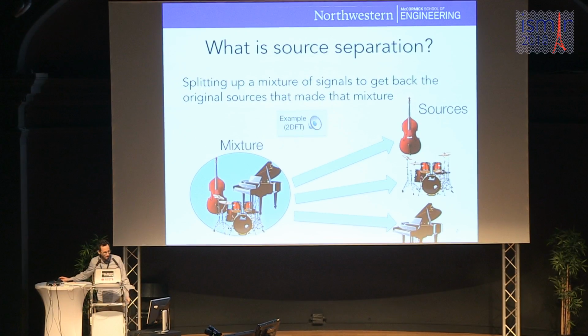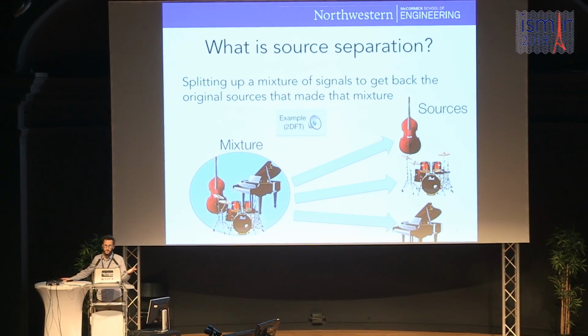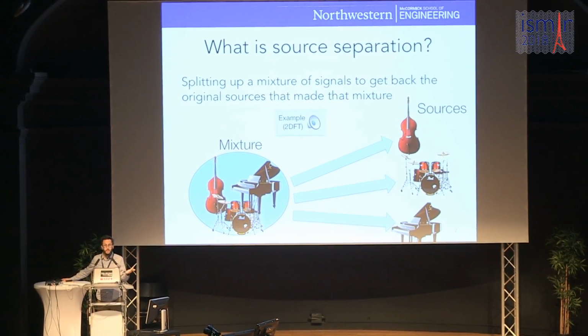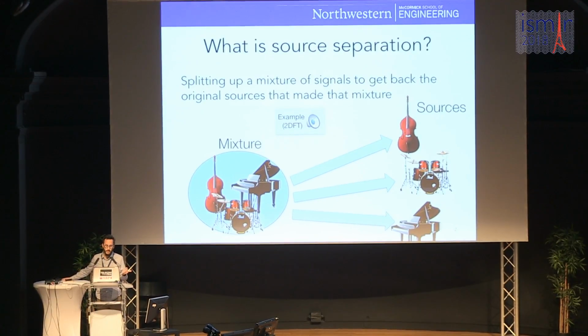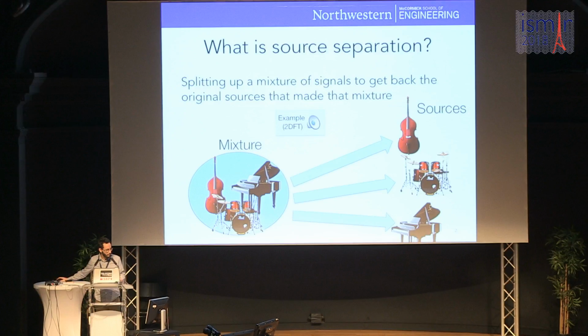And here's an example of source separation. What you're going to hear first is 6 seconds of the mixture, and then you're going to hear 6 seconds of an estimate from a source separation algorithm called the two-dimensional Fourier transform.